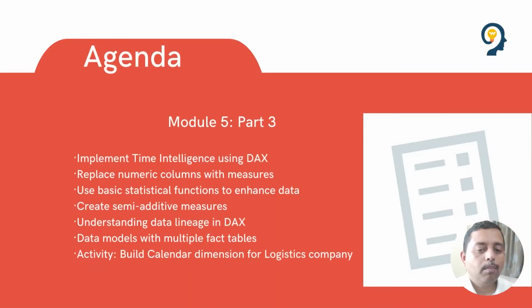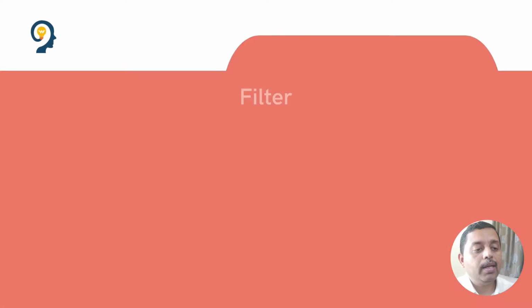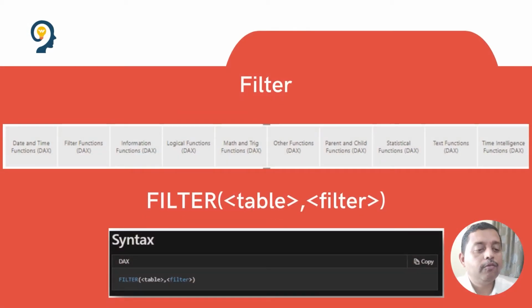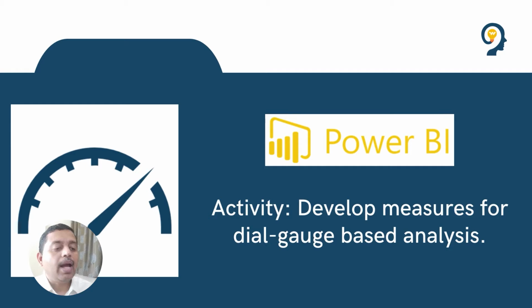Welcome to part 3 of this module, where we will be seeing how to build some complex measures, and we will also see examples of the usage of filter functions and calculate functions. We will also have a quick look at how we create some columns with DAX. We have seen the table, and to some extent how to create the columns, and now we will see the complex functions as well. Then there will be an activity based on these measures, on how to build up a dial gauge.